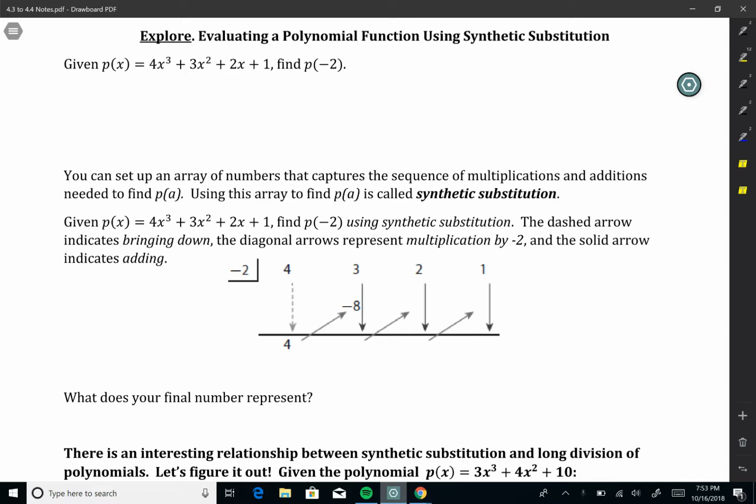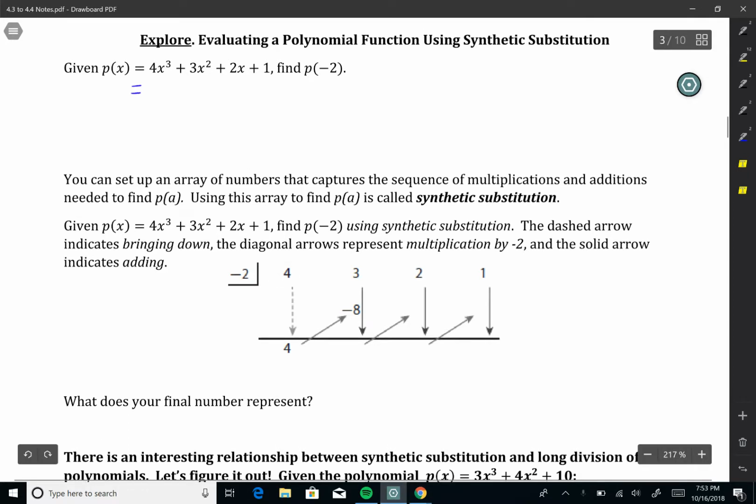It'd be a problem like we have here, given p of x equals 4x cubed plus 3x squared plus 2x plus 1, find p of negative 2. Now, we've done this many times. That means we just plug negative 2 in for every x value and then do the simplifying to get our output value.